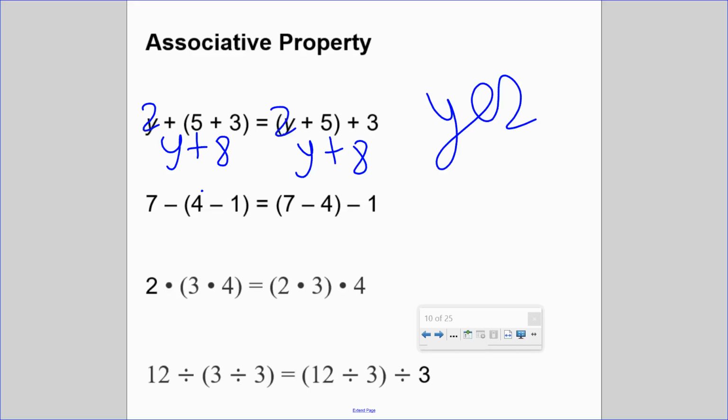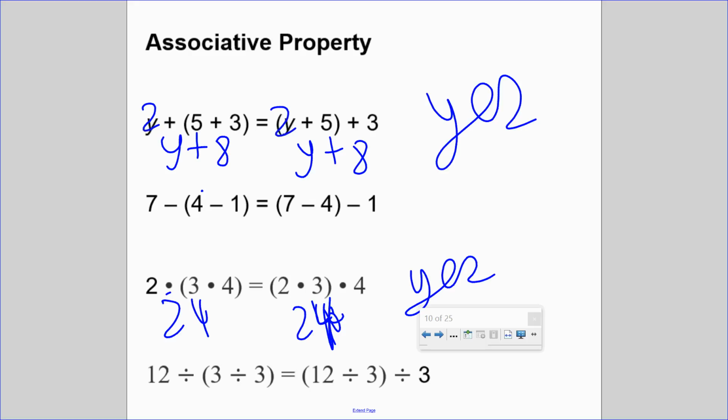So yes. What about multiply? 2 times the quantity of 3 times 4 is 2 times 12, which is 24. And 2 times 3 is 6, times 4 is 24. Yes again, they are equivalent. But with subtraction and division, again, they fail the test.